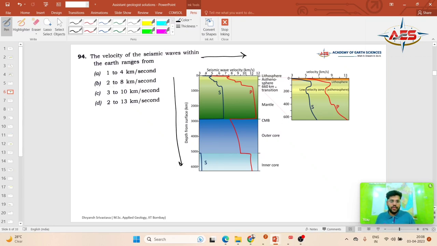Okay, as you can see, just take some lower values. So they haven't specified which seismic wave, whether it is P or S. Okay, so we will generally take S because S has a lower velocity than P. ओके सो उन्होंने स्पेसिफाई नहीं किया ना कि कौन सी वेव की बात कर रहे हैं वो.